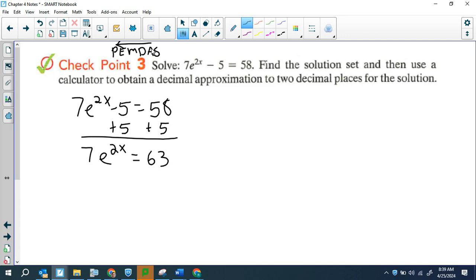So I undid addition subtraction. There's no other addition subtraction. I want to undo multiplication division. Now, even though there's multiplication up here with the 2 and the x, that's all in the exponent, so I can't undo that. But I do have multiplication right there. So we're going to undo that multiplication by 7 with division by 7. So we get e to the 2x equals 9.